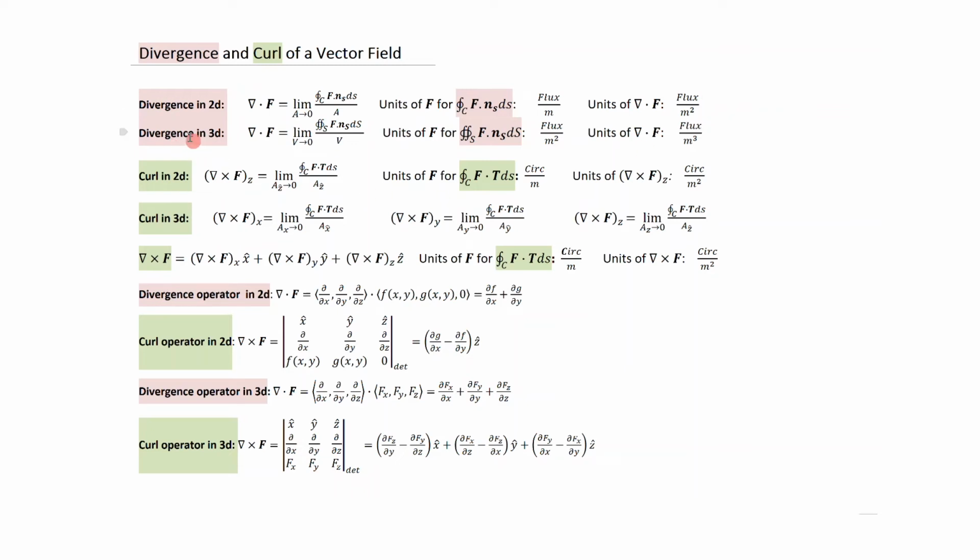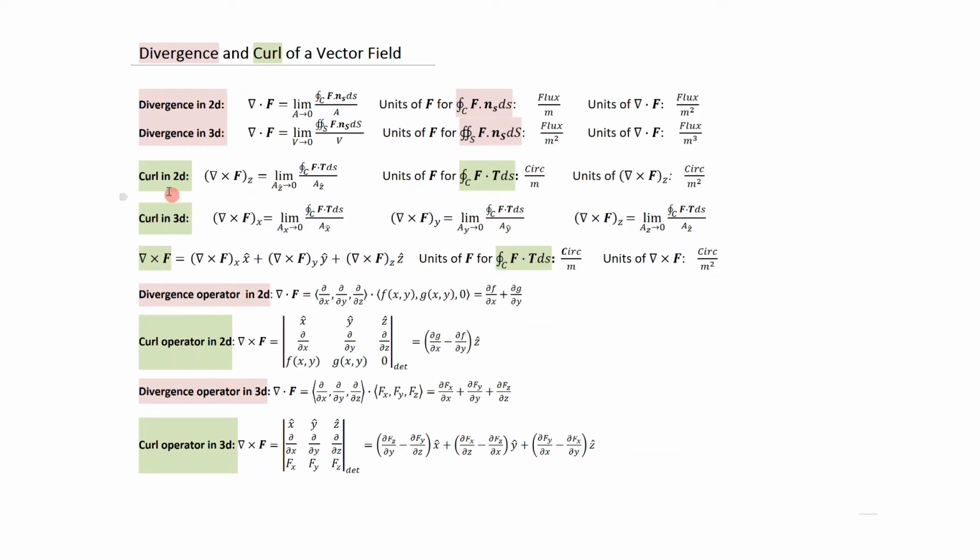In the 3D case of divergence, this would be the closed surface integration of the flux divided by the volume that's enclosed by that surface. And you let the volume go to 0. In this case, units of F are flux per meter squared, and units of the divergence of the field F are flux per meter cubed.